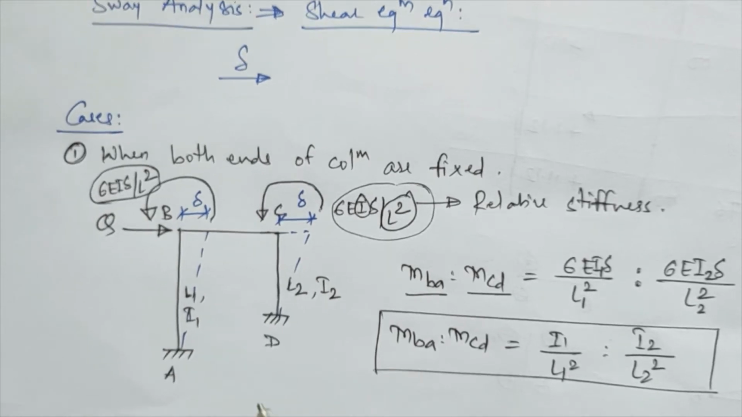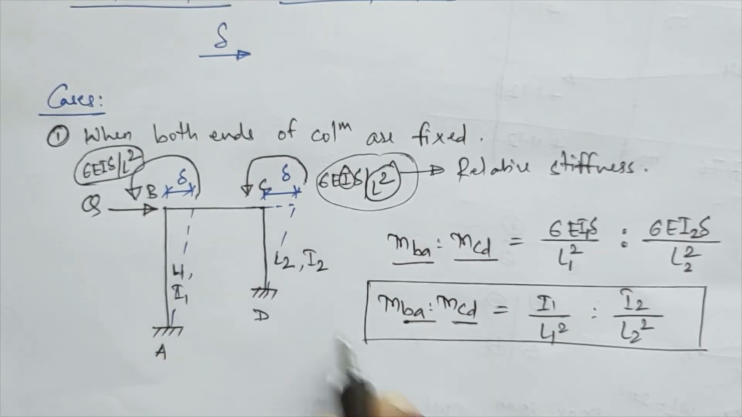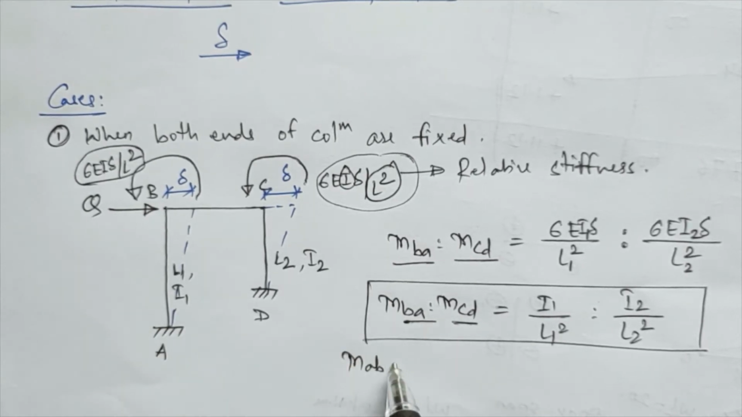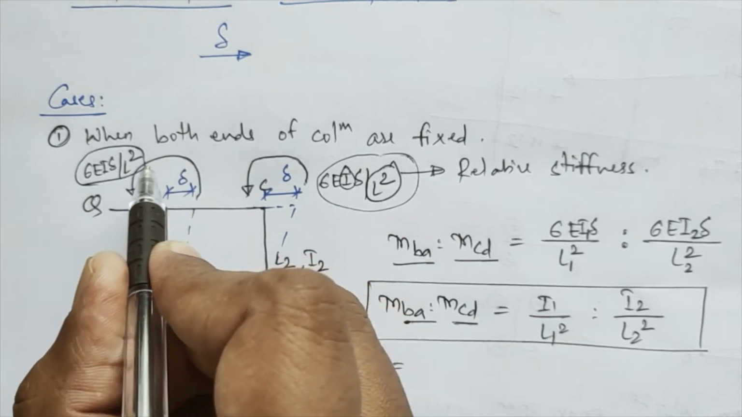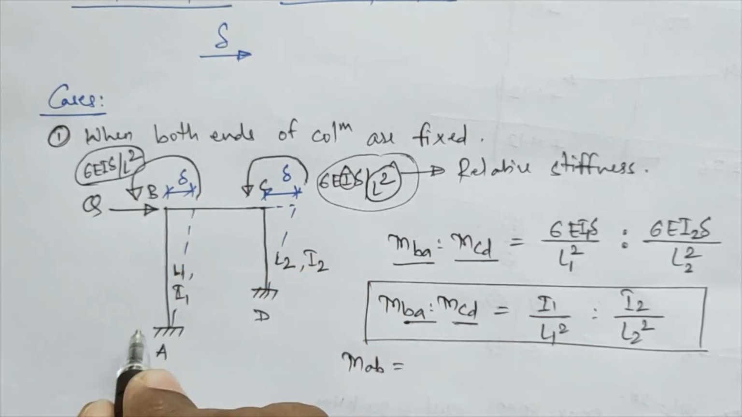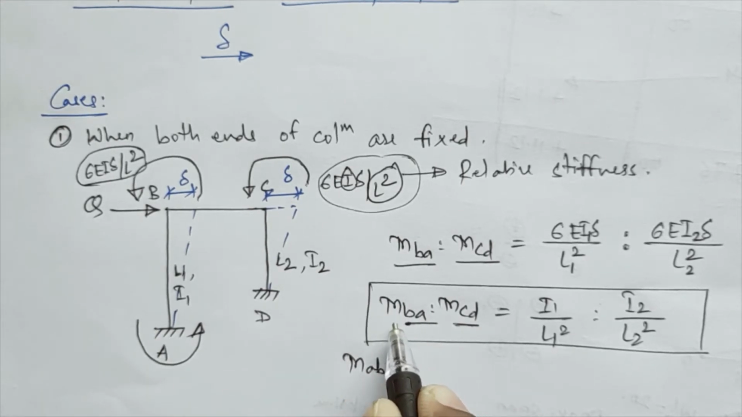Now, irrespective of this, let us see the remaining members. These two members are done. So which members are remaining? Suppose MAB is remaining, and MDC is also remaining. Whatever translation and rotation is induced at point B is also carried over to the far end, because this is your fixed support over here. So whatever moment is coming at MBA, the same moment will be at point AB.